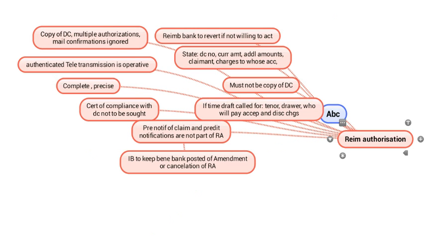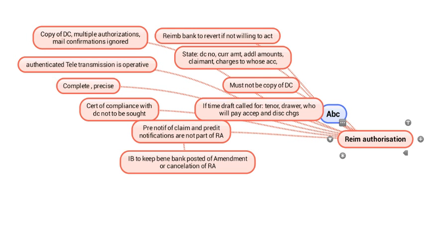Let us look at what a reimbursement authorization is. Reimbursement authorization must not be a copy of the LC. It should be a separate instruction and information given by the issuing bank to the reimbursing bank. It has to state the documentary credit number, the currency and amount payable, additional amounts payable if any, who will claim, who is authorized to claim under the reimbursement authorization, and charges are to whose account.